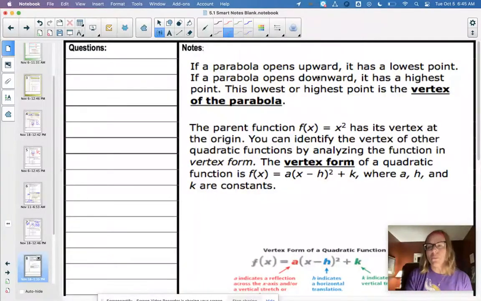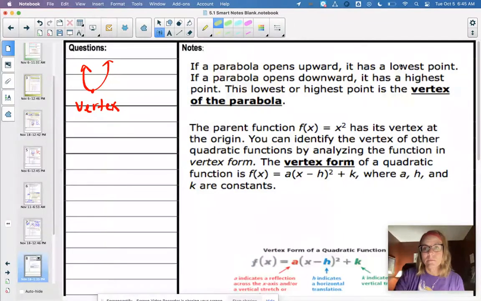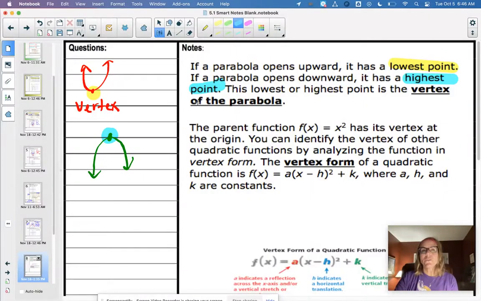If a parabola opens upward, it has a lowest point. If a parabola opens downward, it has a highest point. This lowest or highest point is the vertex. We've already talked about that. That's called a vertex. That's called the lowest point. Highest point. Those are the vertex.